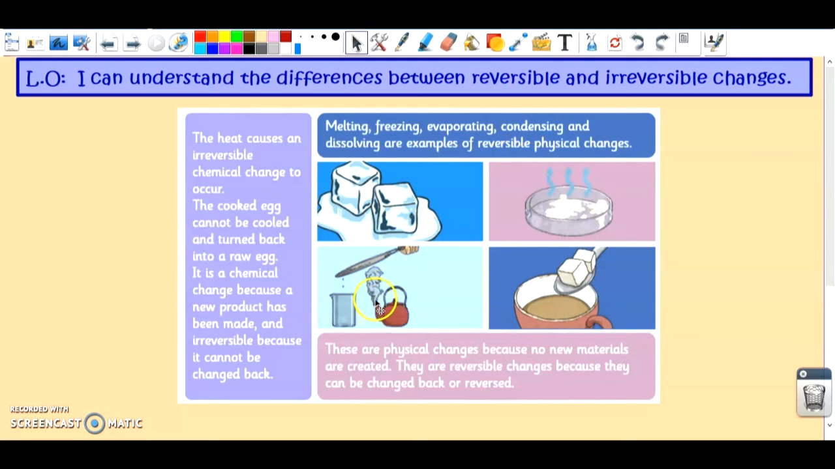Okay, you can see here the steam coming out of the kettle, and it's touching onto this surface, which would be quite cold and be helping it to condense, and the water dripping down over here. And then here's some sugar about to be dissolved in some tea. These are all examples of reversible physical changes. These are physical changes rather than chemical changes because no new materials are created, and they're reversible because they can be changed back or reversed.